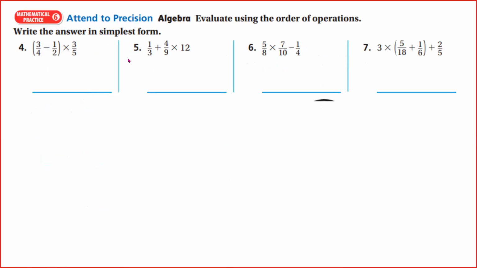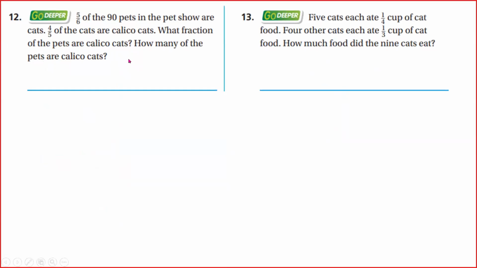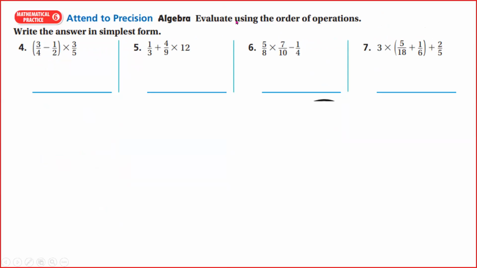In this one here now, I want you to evaluate using the order of operations. As you see here, what do we have? We have a parenthesis, okay? And we have subtraction and we have multiplication. Miriam, what do you have to do first? Do subtraction first because it's in the parentheses. Bravo. So first, because of PEMDAS, you have to solve the parentheses.